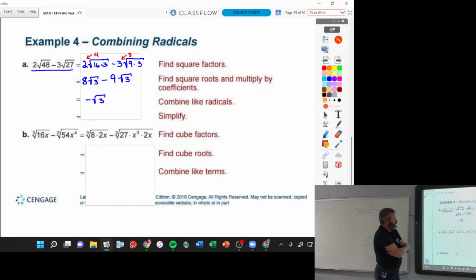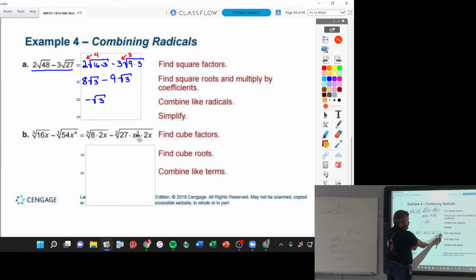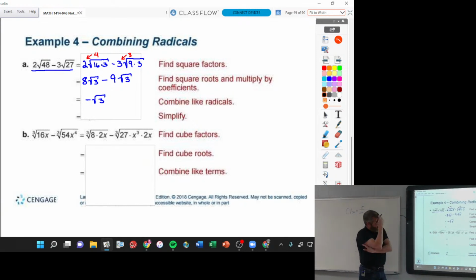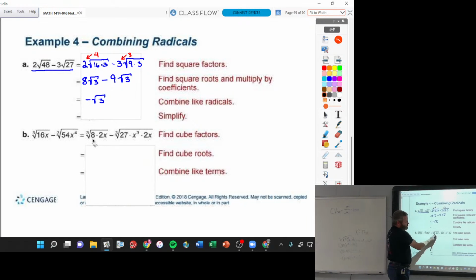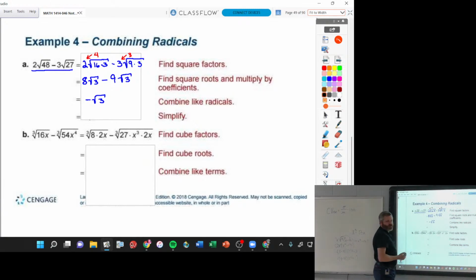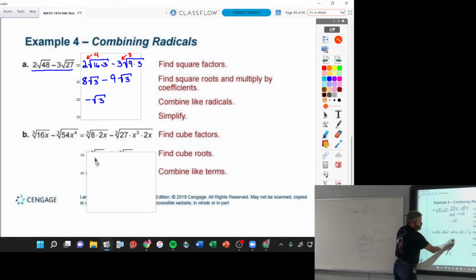On the other one, the 54 is 27 times 2. 27 times 2 is 54. We've rewritten it as 27 and x cubed times x is x to the fourth, times 2x. Find the cube roots. The cube root of 8 is 2. The cube root of 27x cubed: the cube root of 27 is 3, and the cube root of x cubed is x.